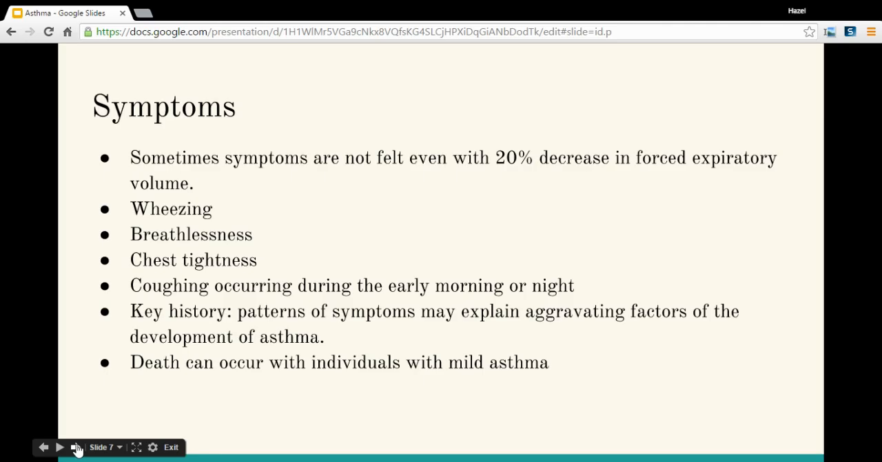Some key history symptoms involve what they would be doing, like if they used to smoke or were around smoke a lot or in any high pollutant cities. That could be a record of how they gained asthma over time. And also, death can occur in individuals with mild asthma over time as well.